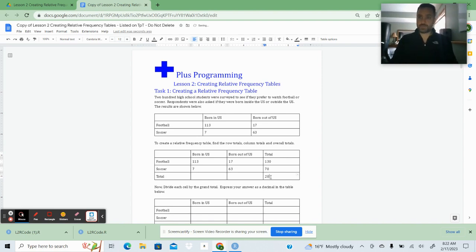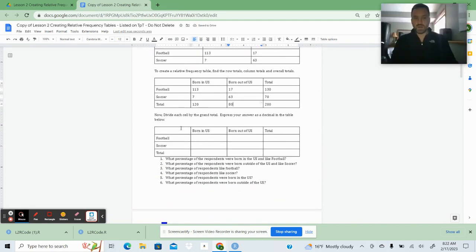So that's 200 people. And then from there, I find how many people were born in the US and born outside of the US. So 113 plus 7 gives me 120 people born in the US. And then 17 plus 63 gives me 80 people born outside of the US. So now what you do is divide each number by the grand total to get your relative frequency table.